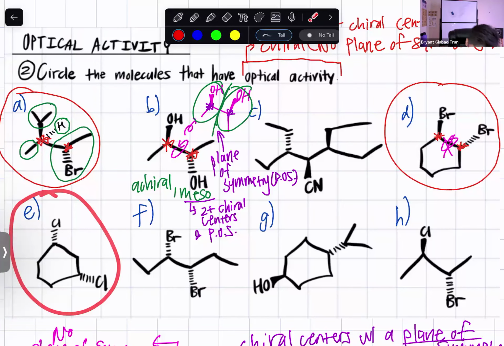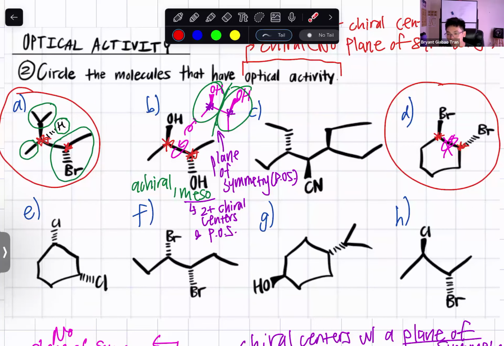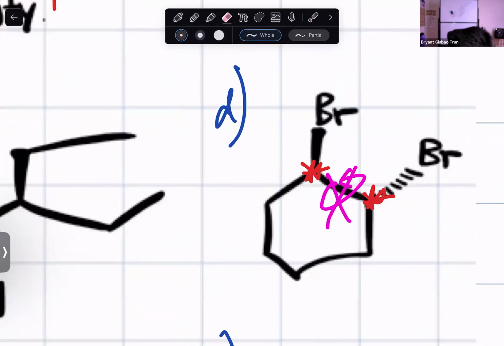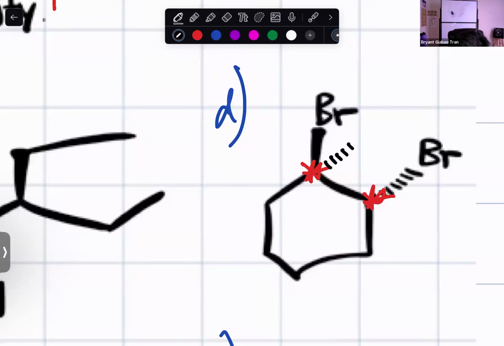But what about E? Is E considered having optical activity or no optical activity? How do you count the groups for chiral centers on rings? So let's look at this chiral center right here. Let's draw out the invisible hydrogen. This hydrogen here is a dash because the bromine is already a wedge. The wedge is taken. On the other chiral center, the hydrogen is a wedge because the dash is taken by the bromine.